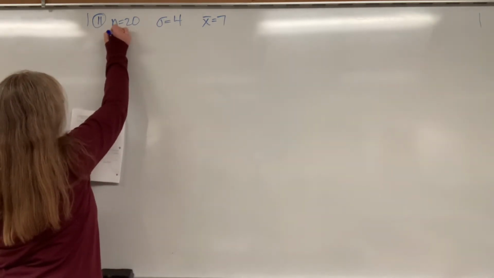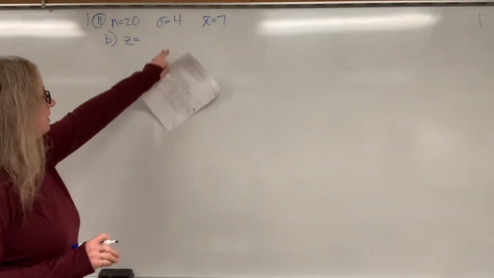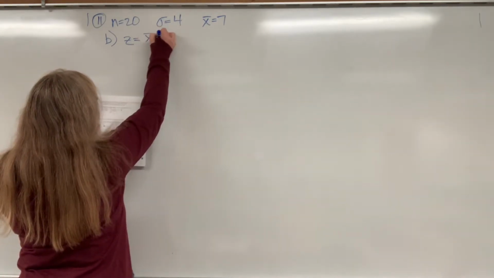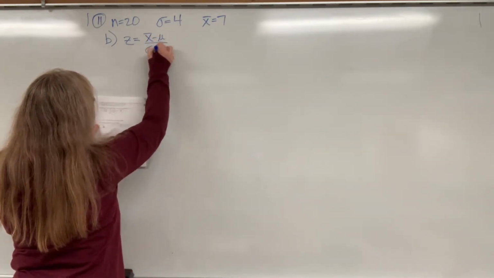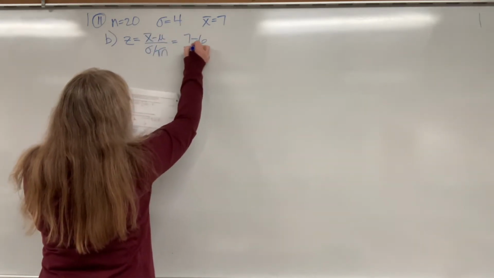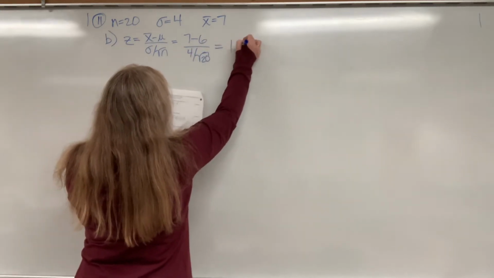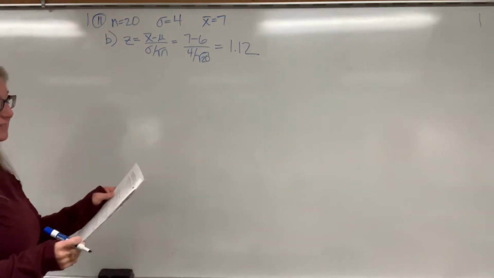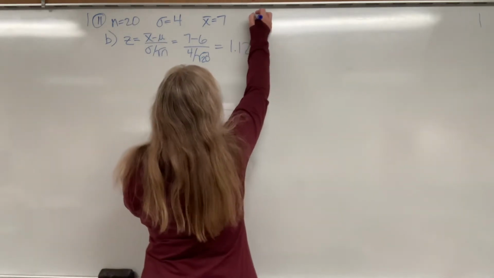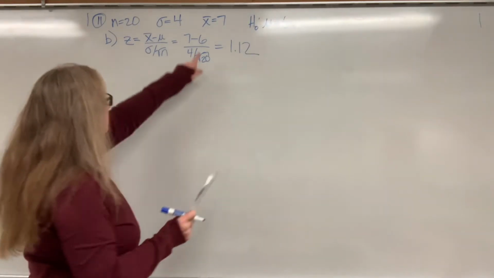Part B says, compute the sample test statistic, all right? That's code word for Z or T. Since we know sigma, we know that we're using Z. So Z equals X bar minus mu over sigma divided by the square root of n. So 7 minus 6 over 4 divided by the square root of 20, which is 1.12. Okay? So that's my sample test statistic. They had told us in that portion that H naught, the null hypothesis, mu was equal to 6. So that's where I got mu from.